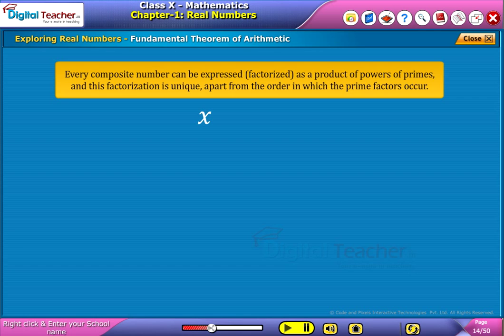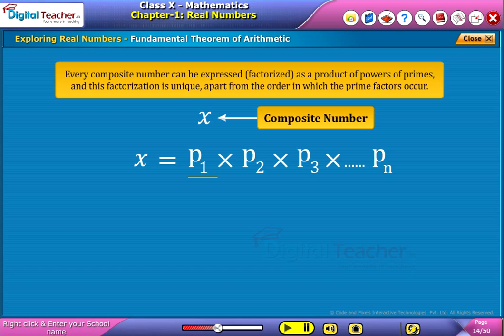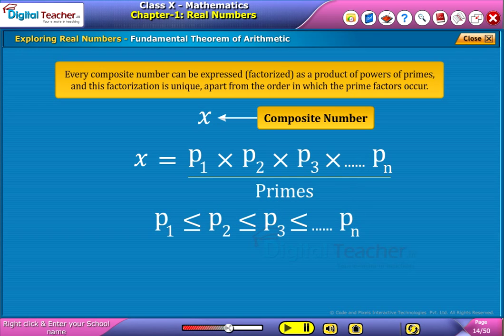Let x be the composite number. Let us factorize it as shown, where x is equal to p1, p2, pn, the primes. If we use same primes, we get all the powers of primes. When the primes are arranged in ascending order, we get it as p1 less than or equal to p2, less than or equal to p3, so on up to pn. Then the factorization number is unique. For example, 163800 is written as shown on screen.